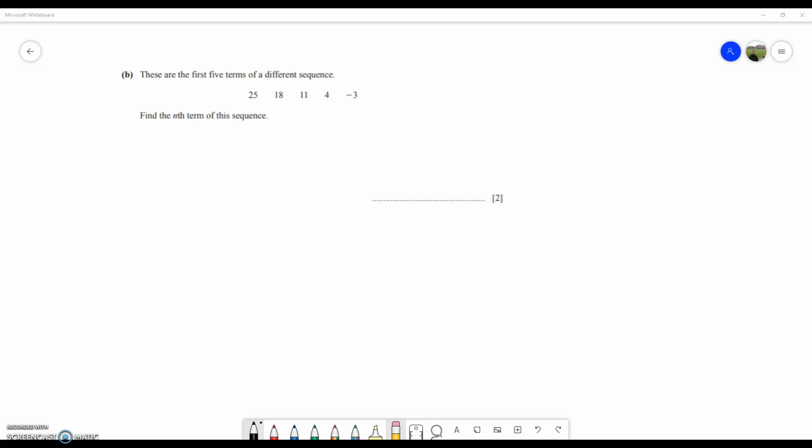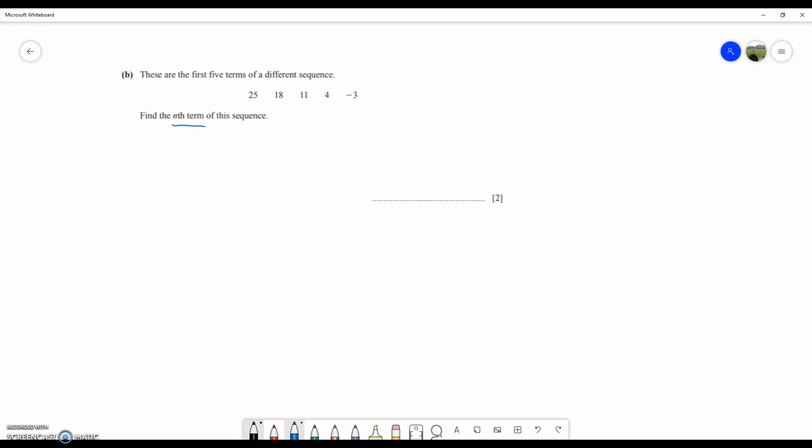Okay, so this question is, these are the first 5 terms of a different sequence. Find the nth term of the sequence. So the key thing is the nth term of the sequence is looking at the general rule. So I should be able to put the term number of any number of the sequence and work out which value it is.